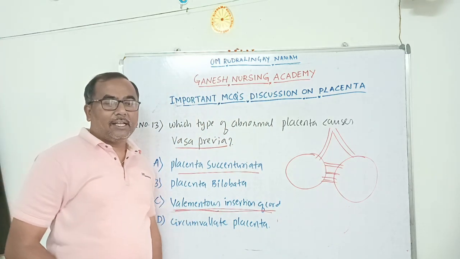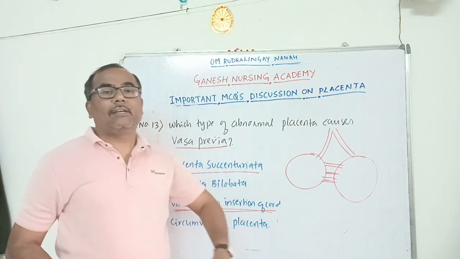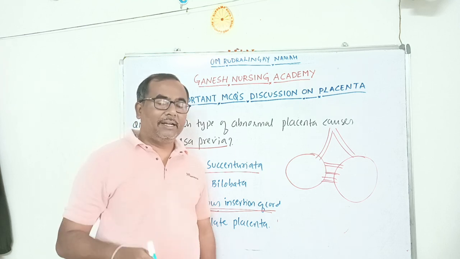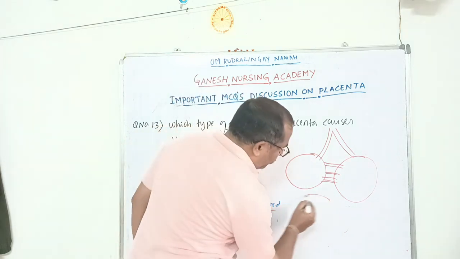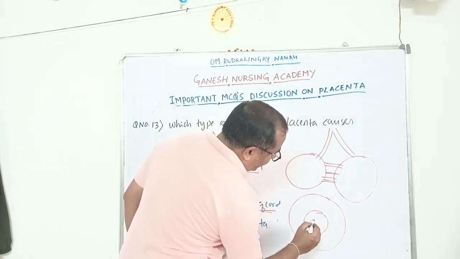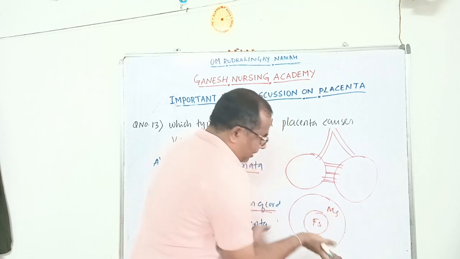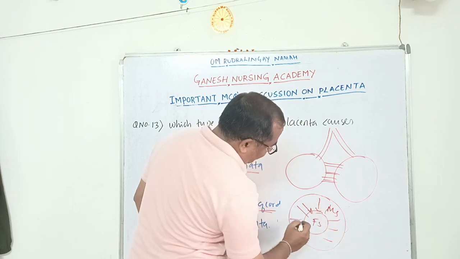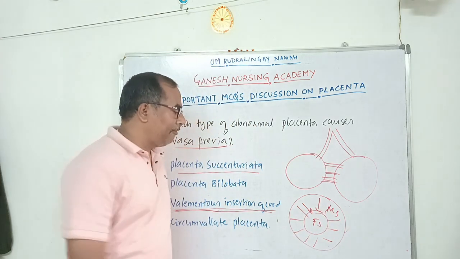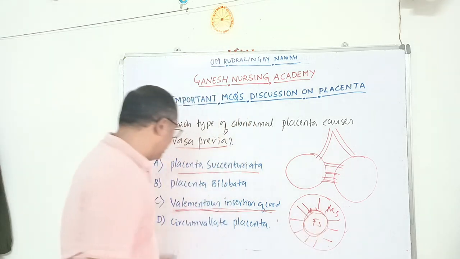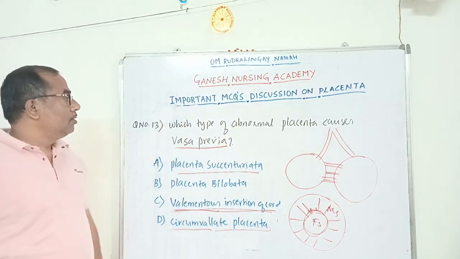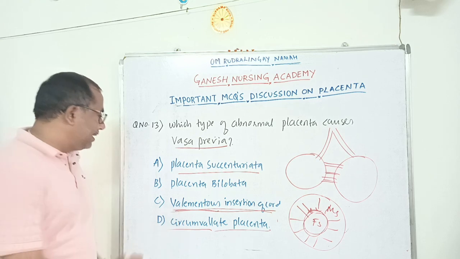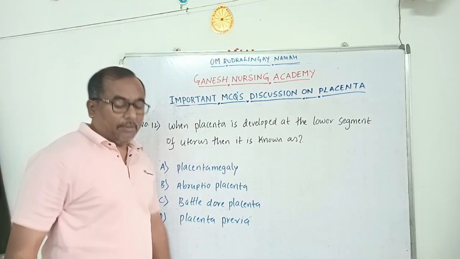And circumvallate placenta, already I have discussed: the maternal surface of the placenta starts encroaching on the fetal surface, and gradually the fetal surface decreases and the maternal surface increases. This is a fetal surface and this is a maternal surface. The maternal surface gradually encroaches on the fetal surface, and the majority of the fetal surface is acquired by the maternal surface. A ring is formed here, so that is why it is called circumvallate placenta. So this is all about this question. Which type of abnormal placenta causes vasa previa? It is velamentous insertion placenta. Okay dear students, let's see the next questions.